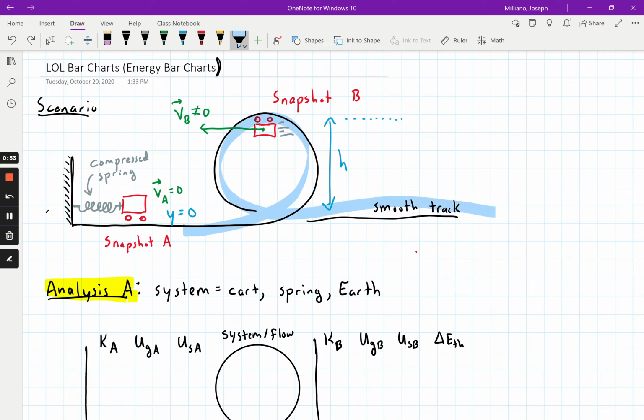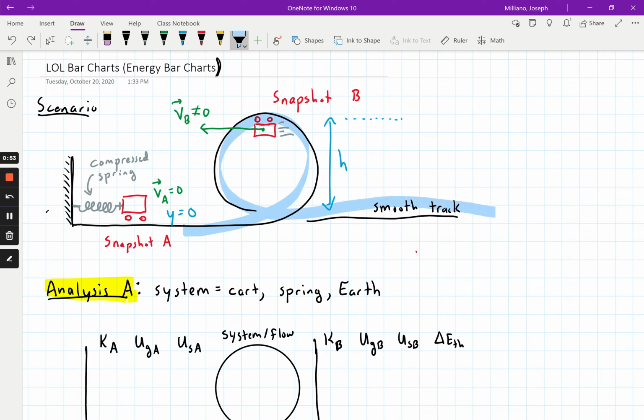All right, so now that we have those written in the system flow diagram, we can start looking at where energy is stored. And we're going to make bar charts with that. We're going to make each bar made up of separate blocks of energy. So in snapshot A, the cart is at rest. Therefore, there is 0 kinetic energy at snapshot A.